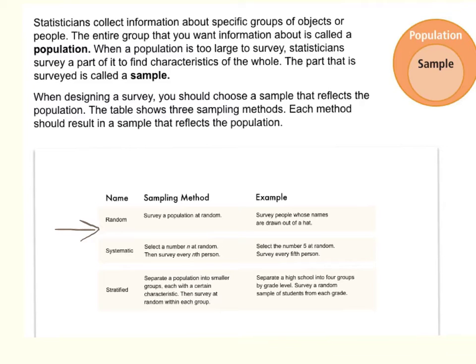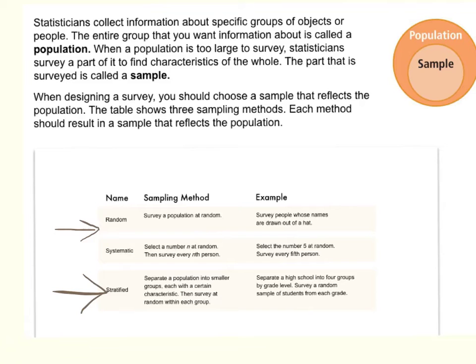And then our last one is stratified, and this is where you're going to separate your population into smaller groups such as freshmen, sophomores, juniors, and seniors, and then you're going to randomly select a certain amount of freshmen, sophomores, juniors, and seniors to survey.